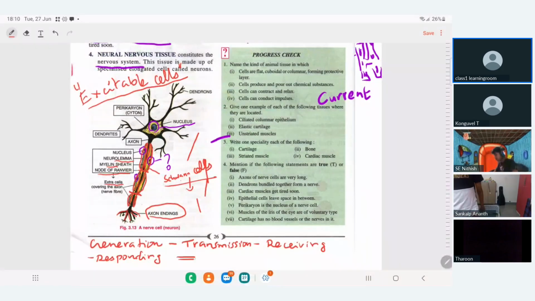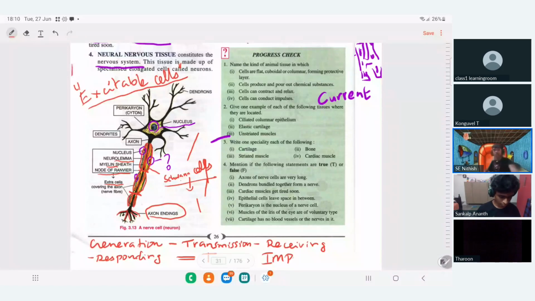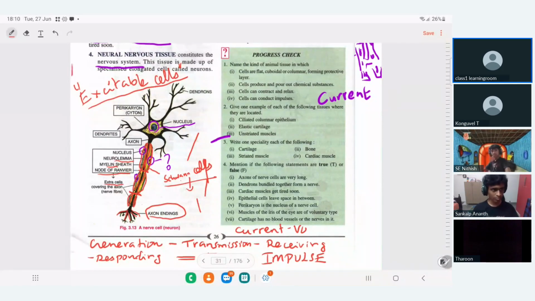In responding to impulses, there are different terms for an impulse: current, stimulus, voltage, action potential. All are synonymous terms.